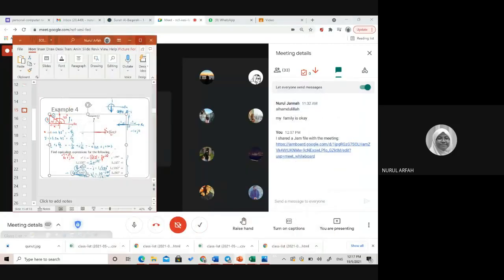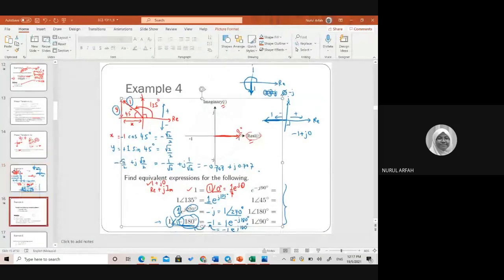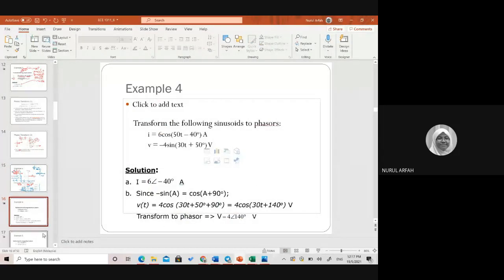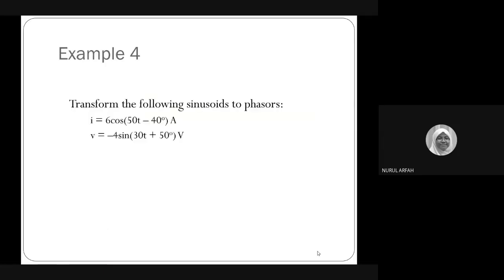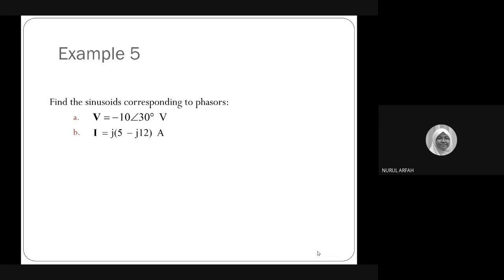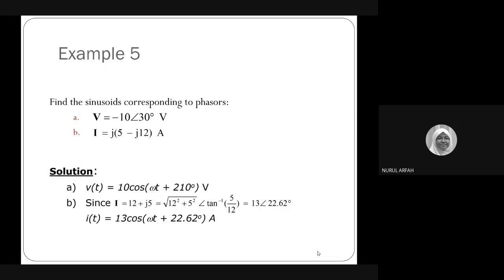Okay, let's look back at our slide. Any question before we move to this? Ada? Tak ada? No. Good. Right. This part actually I have to teach you this one first sebab dia punya slide ni very not organized.